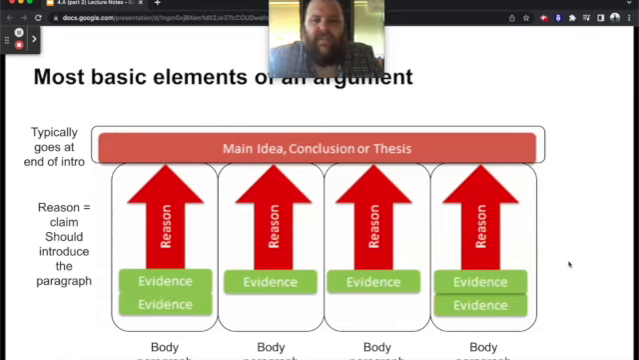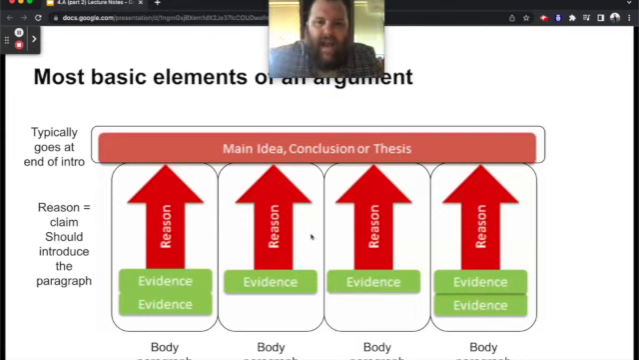Okay, so just some quick review. This is that visual of the most basic elements of an argument, where we have our thesis at the top, right? That is the main idea, the conclusion, or the thesis. I call it thesis most often. That is the main argument of your paper. It is supported by our reasons, and those reasons are supported by evidence.